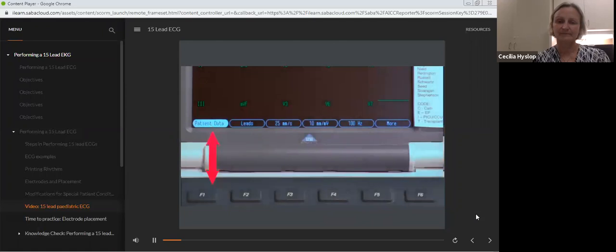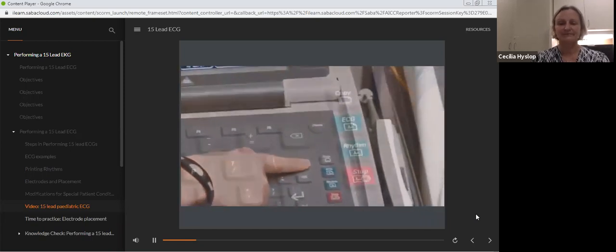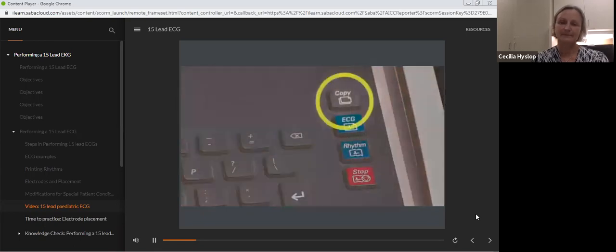Patient data corresponds with the F1 key, leads with F2, 25 millimeters per second, which is the speed of the ECG, with F3, 10 millimeters per millivolt, which is the height or amplitude of the ECG, with F4, 100 hertz, which is the filter of the ECG, with F5, and then there is a more, which corresponds with F6, which we'll explain later. On the right-hand side of the ECG machine, you'll see a copy key.